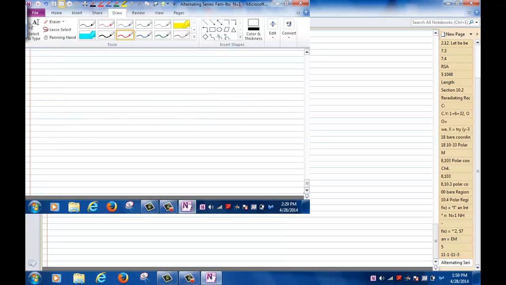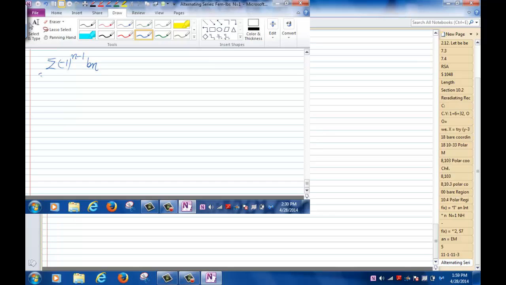So let me try to explain why the two conditions imply that the series is convergent. Here's again the alternating series, which looks like this.